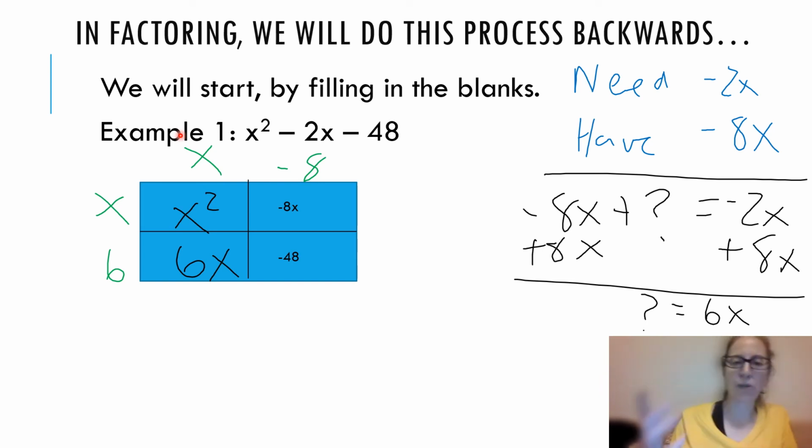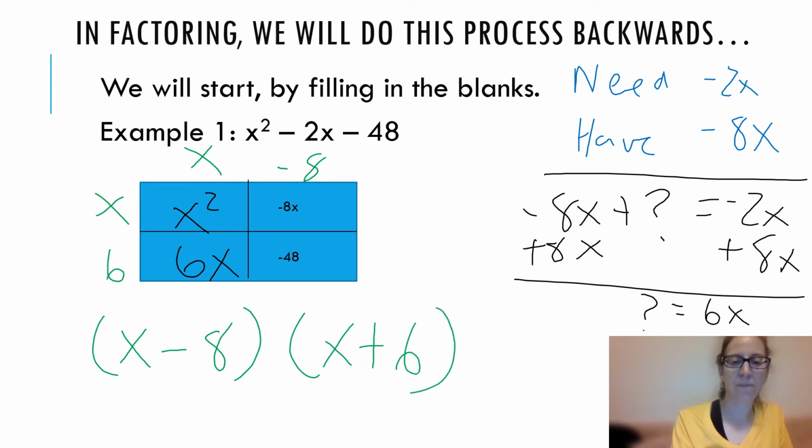So remember what we were doing. We were starting with the area, and then we were working our way backwards and finding, well, what's the length and the width of the rectangle? Well, the length is x minus 8, and the width would be x plus 6, because that's a positive 6. So there's my answer, x minus 8 and x plus 6. And you could work that problem backwards by putting it into a rectangle and multiplying it and seeing if you got that answer.